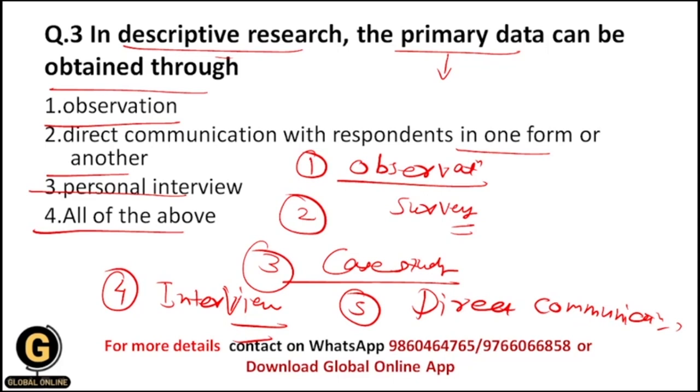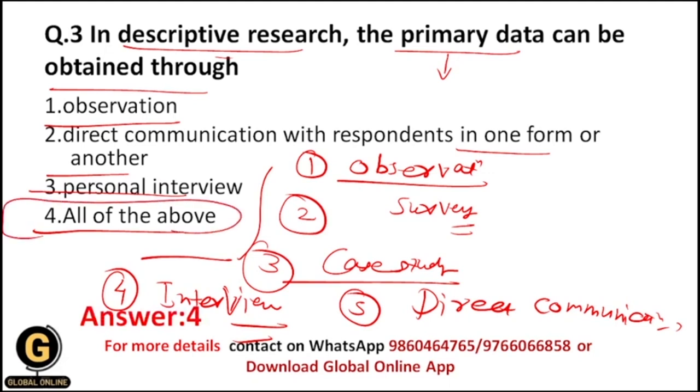Okay. So students, from these 5 data collection methods, now we can understand the correct answer to this question should be 4, that is all of the above, because here observation is a data collection method, direct communication is another data collection method, and personal interview is a third data collection method, and all of these we can use to collect the primary data in descriptive research. Okay.